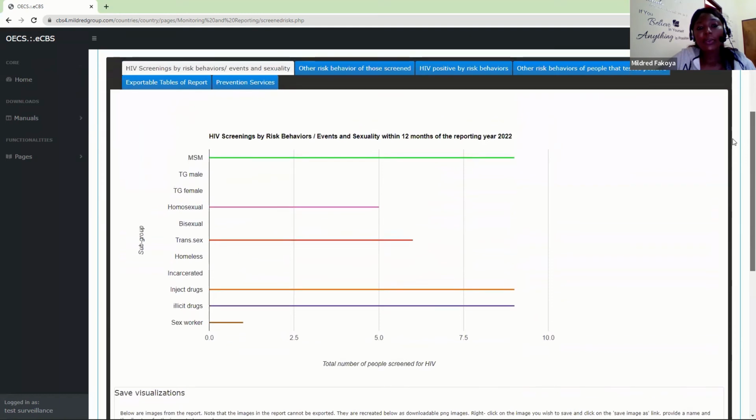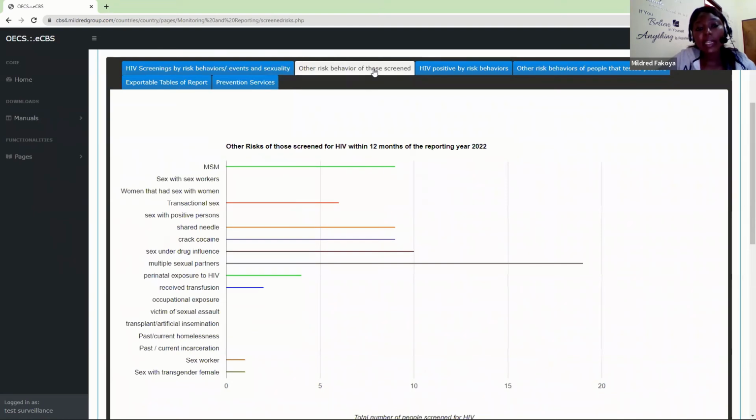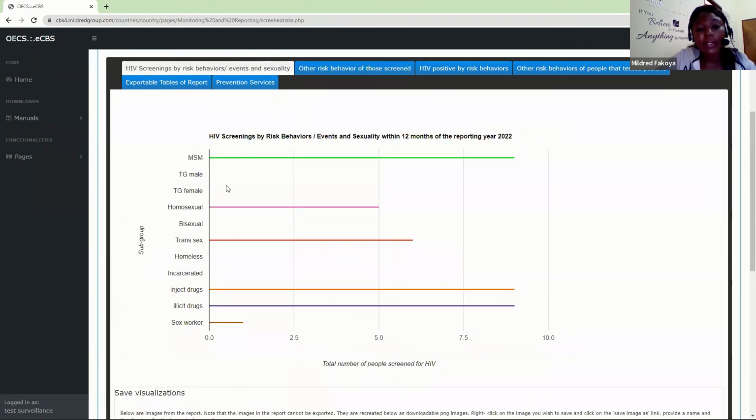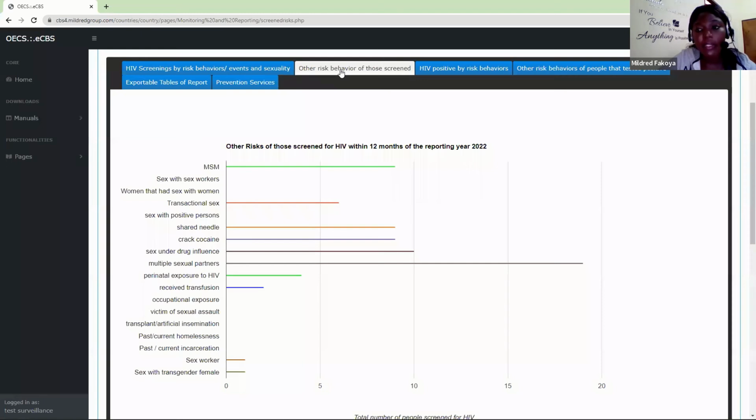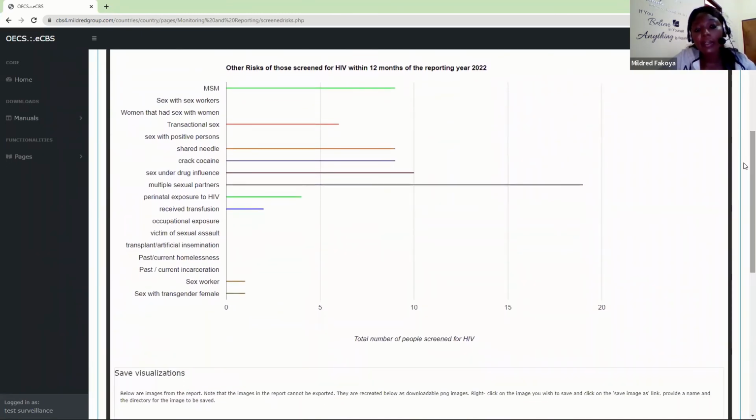So this can give you, if you want to see the access or number of MSMs that were screened or number of sex workers that were screened, this is where you get the figures from. There are other risk behaviors and events that were not captured here. This captures the most important or the most requested reports for key population. And this gives all of the other different types of risk behaviors, including number of sexual partners and the history of occupational exposure or perinatal exposures. So this repeats the figures on the previous page, but also adds more types of risks and events.